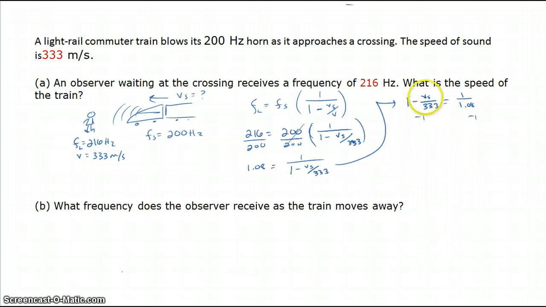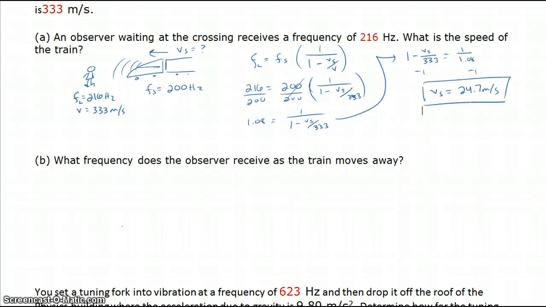So you're seeing kind of the pattern. And eventually what you can do is dig out the velocity of the source, and what you're going to find is that it is 24.7 meters per second. So that is how fast the train is approaching this observer. Okay, so that sounds good.